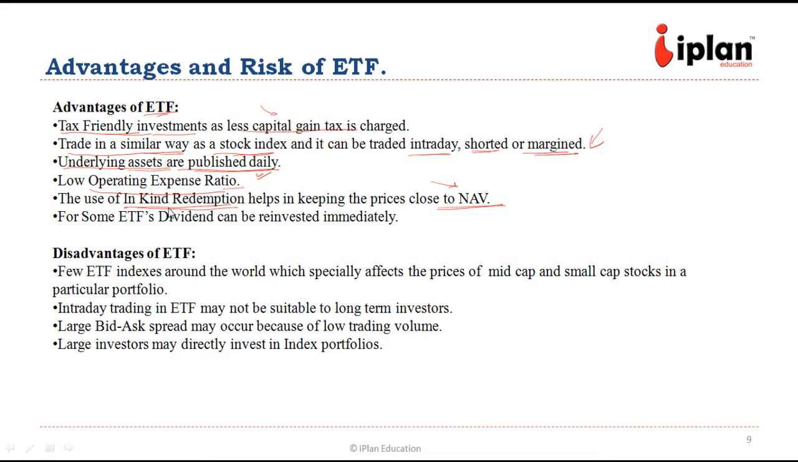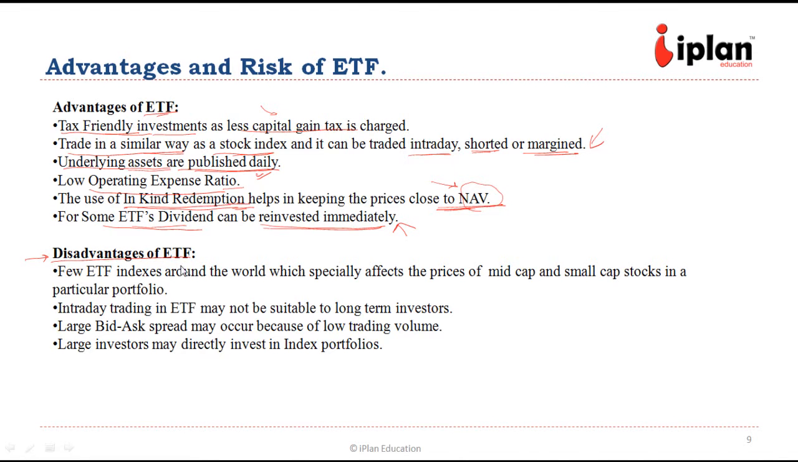See, in-kind redemption means that instead of giving cash, those stocks can be transferred to the account of the investor. So that will help in keeping the price close to NAV, which will be nothing but the value of all those assets. And in some of the ETFs, dividends can be reinvested immediately. So if excess cash is there with the investor, that can be put back into the fund. That is another advantage. Now let us move to the disadvantages of exchange traded funds.